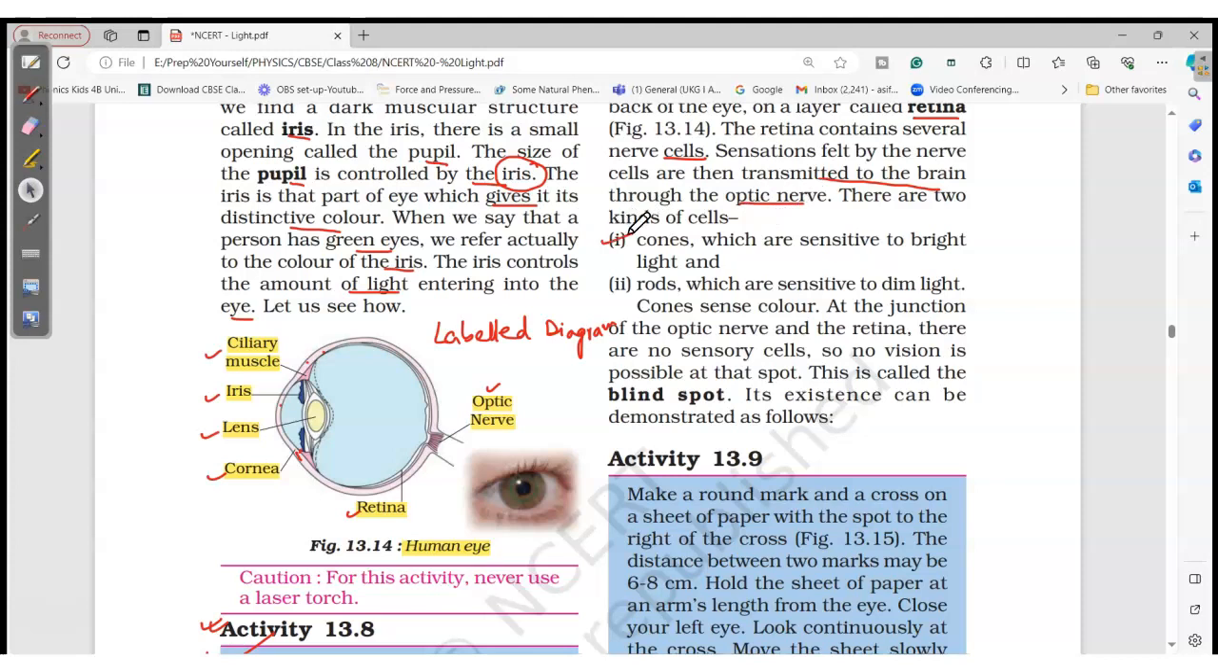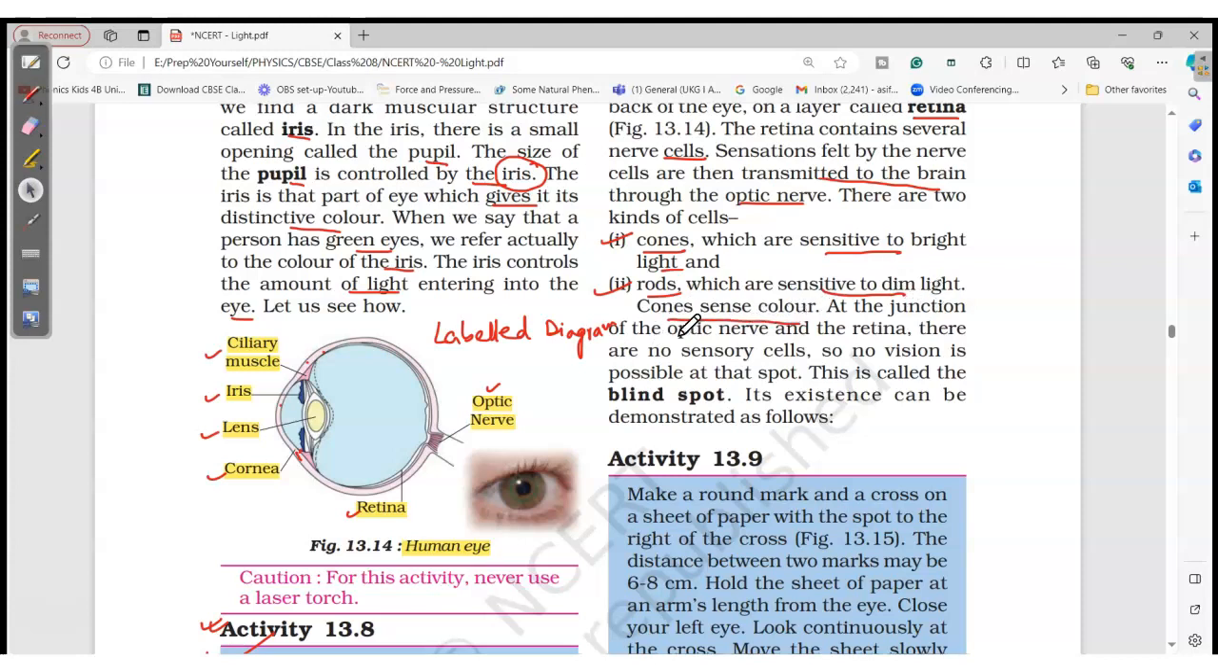So there are two kinds of cells. One is cone cells, the other is rod cells. This also appears in your examination. Cone cells are sensitive to bright light and rod cells are sensitive to dim light. What is responsible to sense the color? The cone cells sense the color.